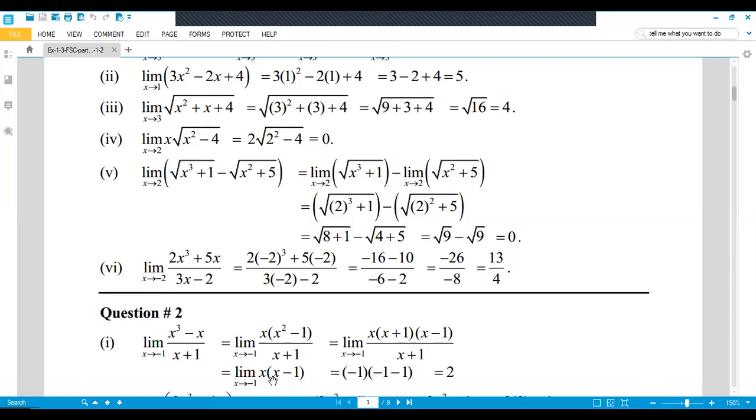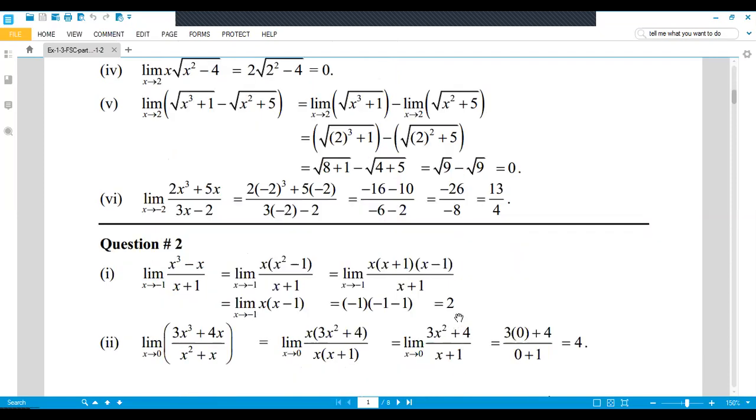Now you apply the limit. When two values are given in the form of a product, the limit is applied on the first value and then on the second bracket. When you apply the limit on x, it will be -1, and when you apply it on the bracket, it will again be -1. So -1 and -1 you get -2. -2 multiplied by -1 you get +2. So this is the first part of question number 2, which you solve by algebraic techniques.